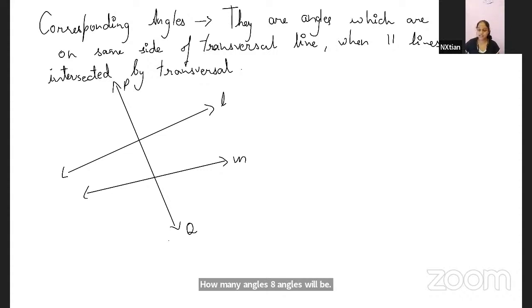So this first angle will be corresponding to which angle? Ma'am, the fifth angle. Not equal, corresponding to the fifth angle. Let's name it 1 and 5. Next we have angle 2, this angle, which will be corresponding to this angle, angle 6.